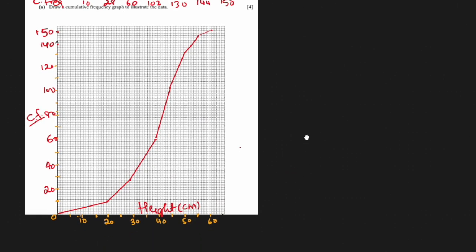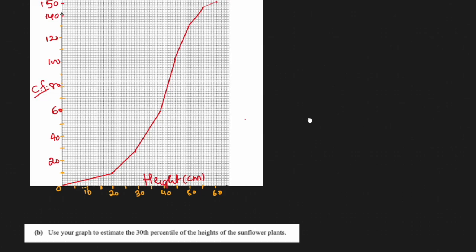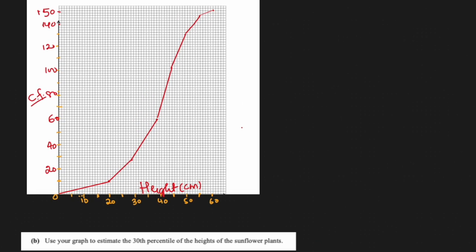Okay, now the second part says use your graph to estimate the 30th percentile of heights of the sunflower plants. 30th percentile means find 30% of the total numbers. So this is 2, this is 3, 15 times 3 is 45. So the 45th data will have the 30th percentile. So 45th is here, and let's go to the line where it is 45 here, and let's see where it is being matched here on the horizontal, exactly at 35.